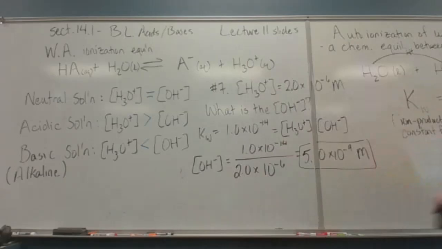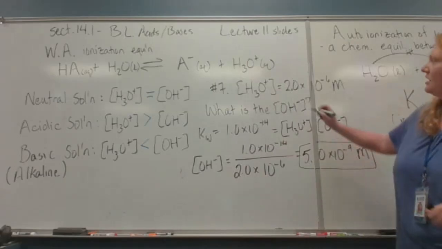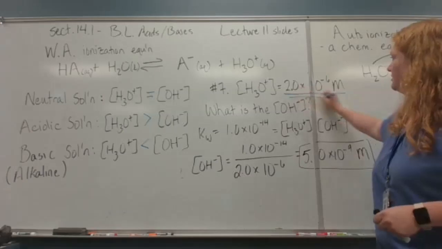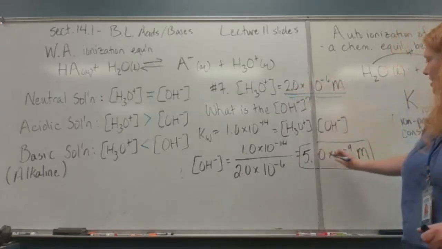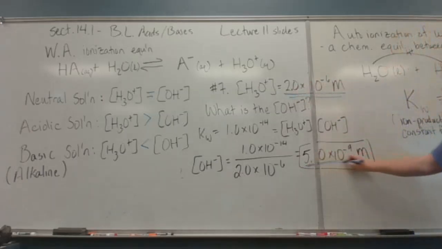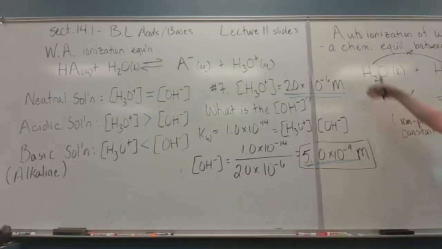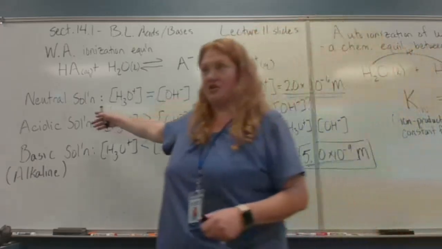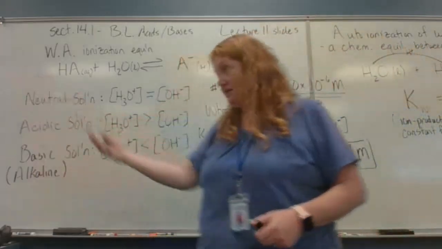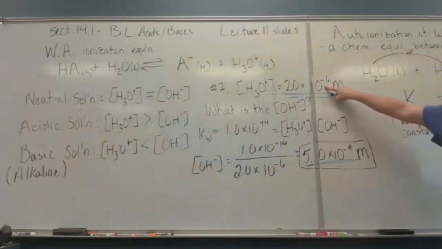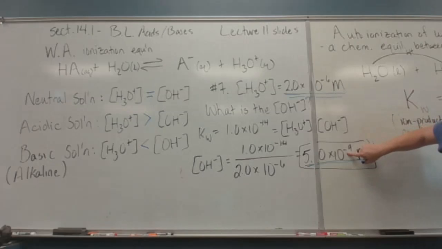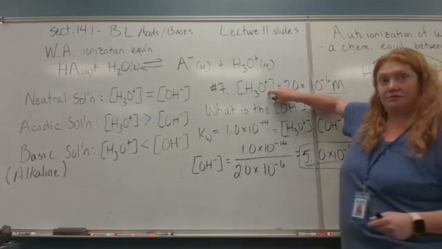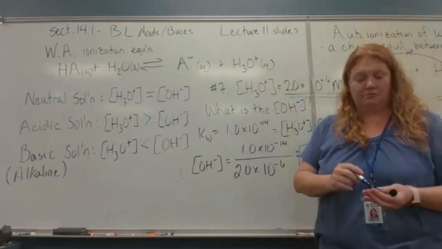So in this number 7, here was the hydronium ion, 2 times 10 to the negative 6. Here was the hydroxide, 5 times 10 to the negative 9th. Compare the two concentrations, and that'll tell you which designation it is, neutral, acidic, or basic. And it's, Joseph, what did we say? This is much bigger than this number, right? So it is acidic.